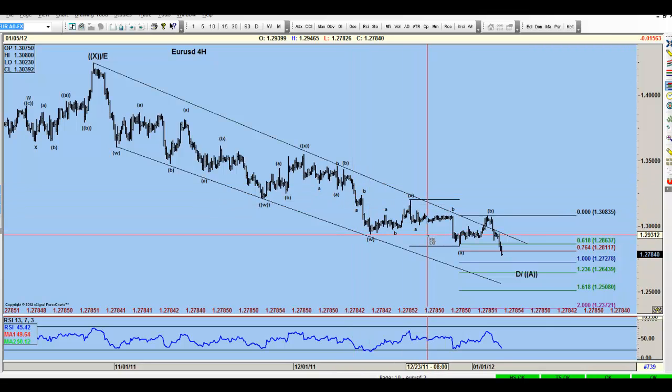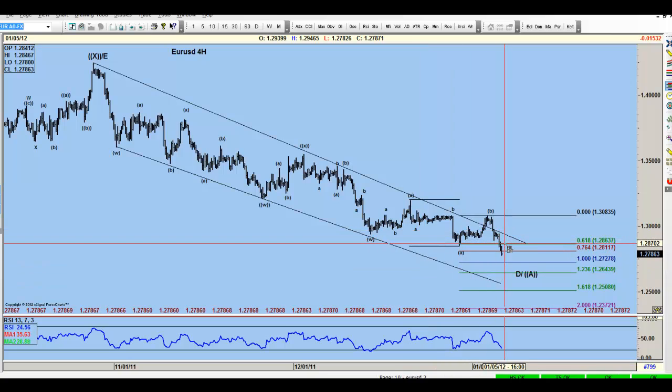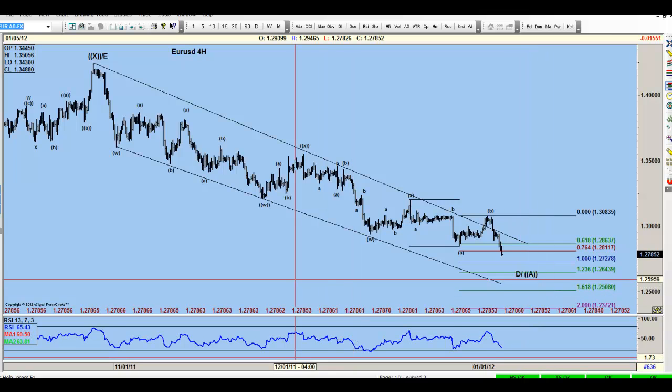So for now, I don't think it's time to sell the euro. I think it's time for more than anything to wait for a pullback, see the nature of the pullback, and then see if the low is in place or the market has more downside. Thank you. Hope you guys understand.